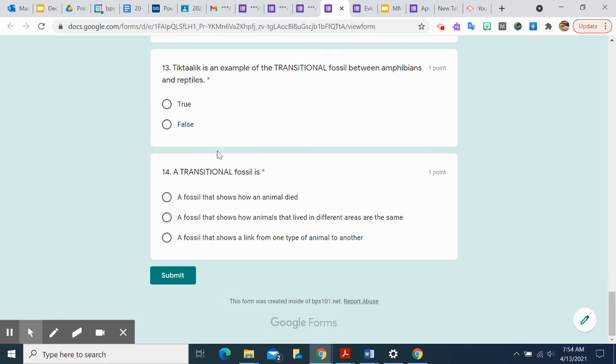And then 14, a transitional fossil is a fossil that shows how an animal died, a fossil that shows how animals that lived in different areas are the same, a fossil that shows a link from one type of animal to another. A transitional fossil is a fossil that shows how an animal died, a fossil that shows how animals that lived in different areas are the same, a fossil that shows a link from one type of animal to another.